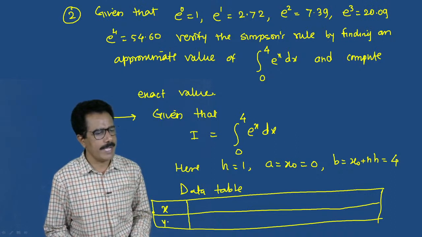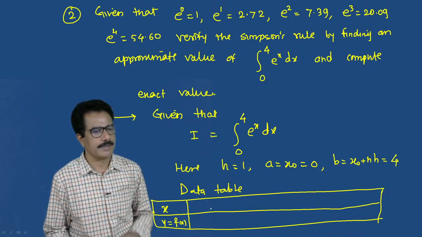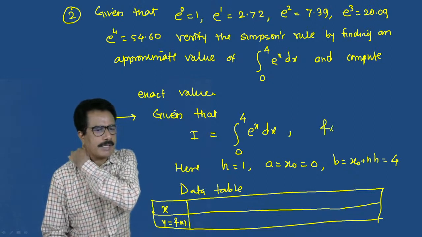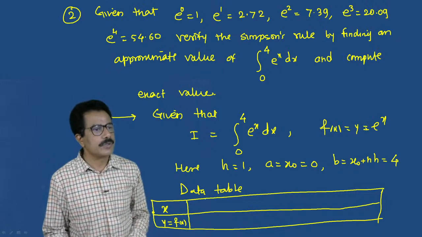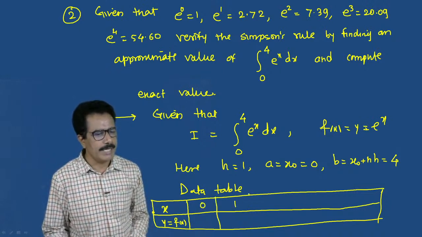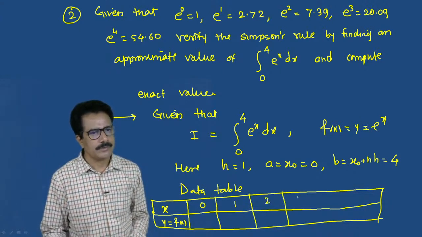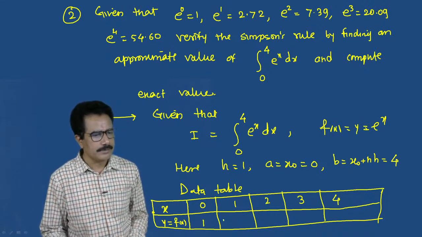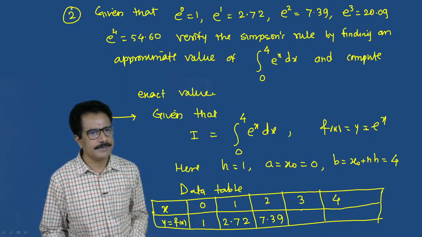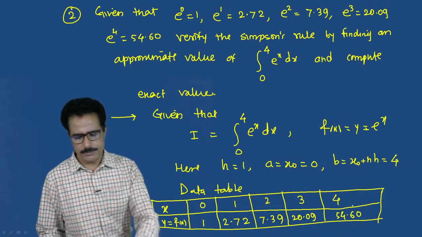X, y is equals to f of x. Here f of x is equals to y is equals to e raised to x. So values 0, 1, 2, 3, 4. That is 1, 2.72, 7.39, 20.09 and 54.60. Okay. Now we have to use the Simpsons rule.